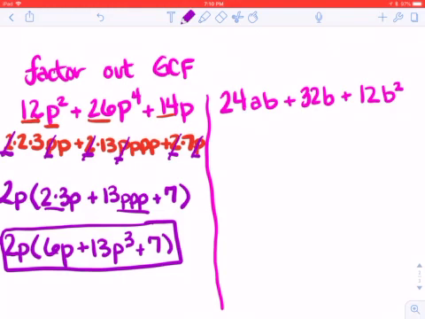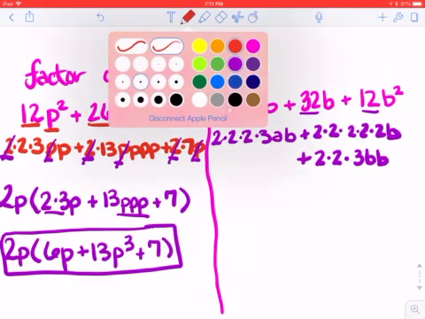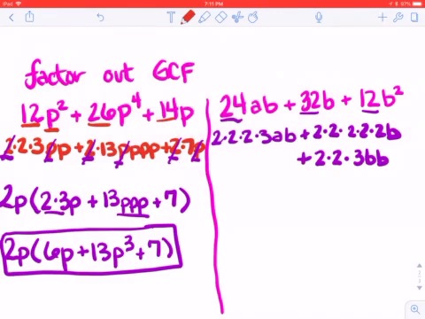Okay. The next one, we're going to start out kind of the same way. We're going to factor each of our pieces, just the number part. So 24 is going to be 3 2's and a 3, and then the a b. 32, I have 5 2's and a b. And then when I do 12, 2 2's, a 3, and b squared means that there are 2 b's. So now I'm going to go through and look for what they have in common.